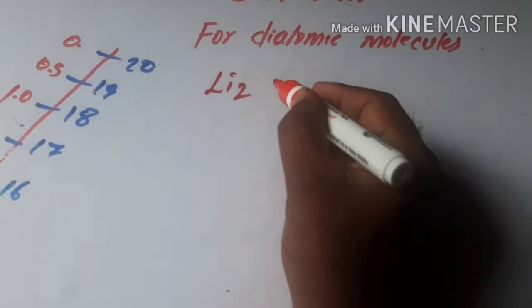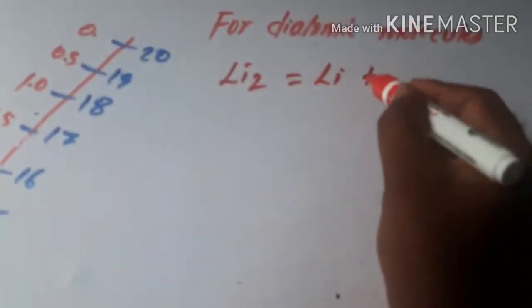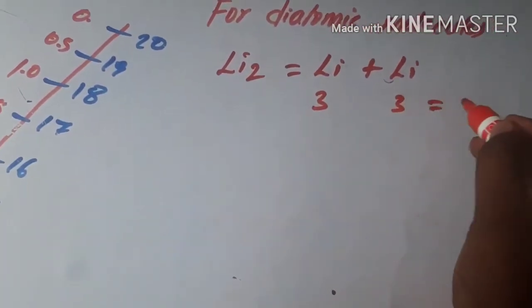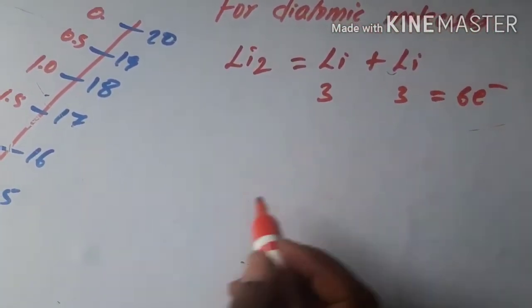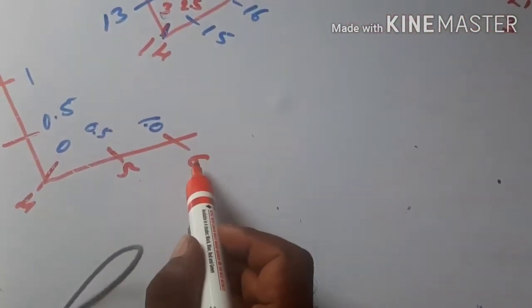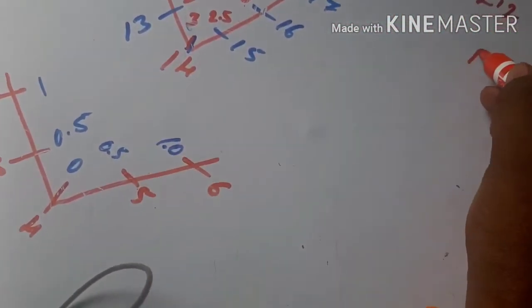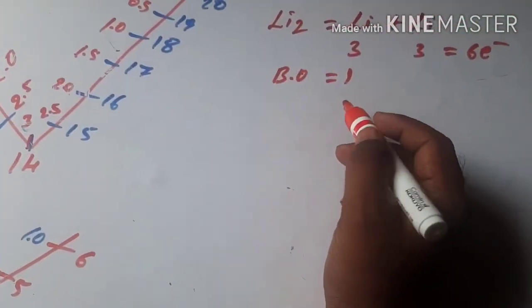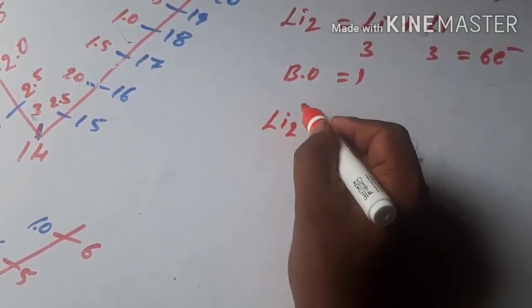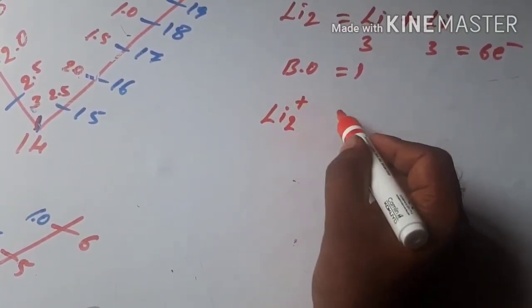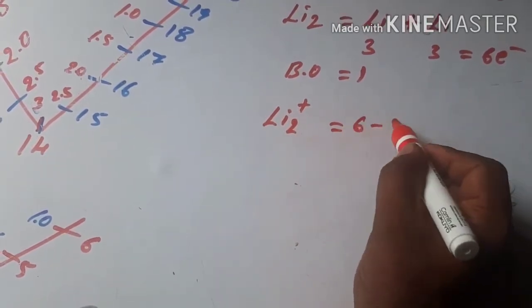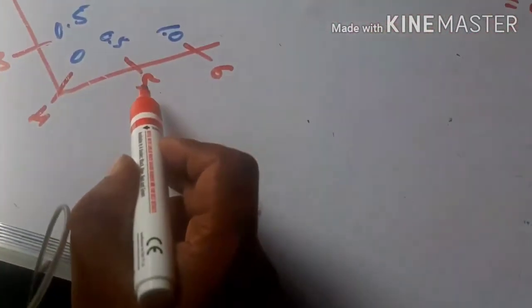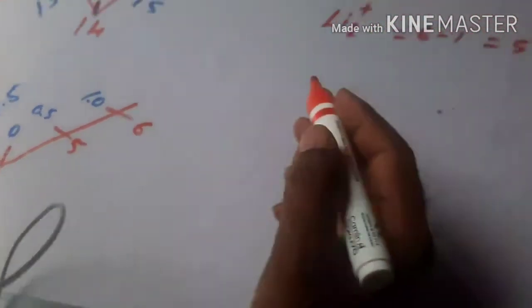For the Li2 molecule, Li plus Li, that is 3 electrons plus 3 electrons, total 6 electrons. For 6 electrons, we can determine here that the bond order is 1. In the same manner, Li2 plus means 1 electron is removed, so 6 minus 1 is 5 electrons in Li2 plus. Then 5 electrons means the bond order is 0.5.